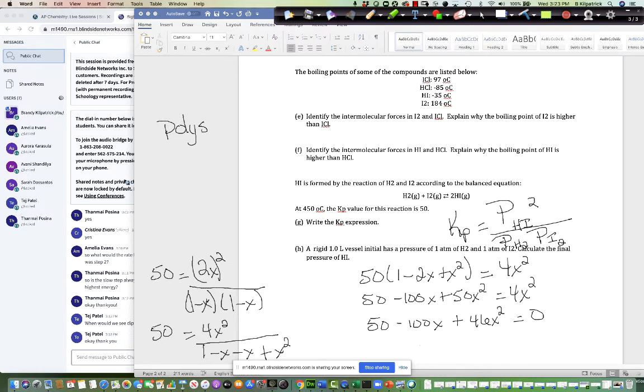Guys, be familiar with your calculator just in case. Could they ask something like this? Yes. Would they probably expect you to solve it with a quadratic? No, I would actually expect you to have more, have the total pressure more than anything. Like the total pressure at equilibrium.